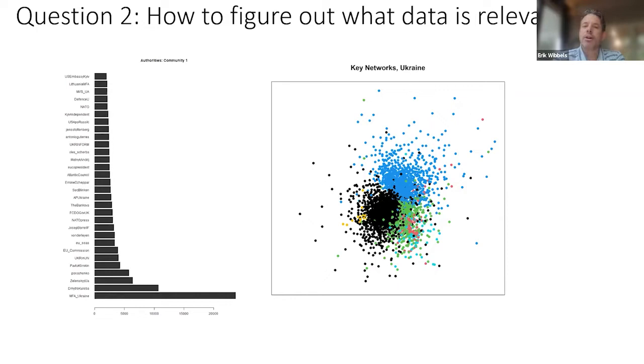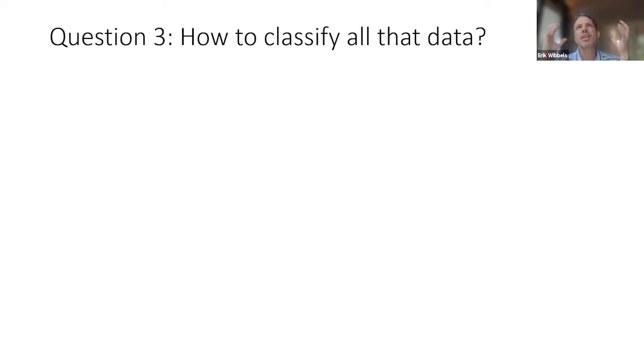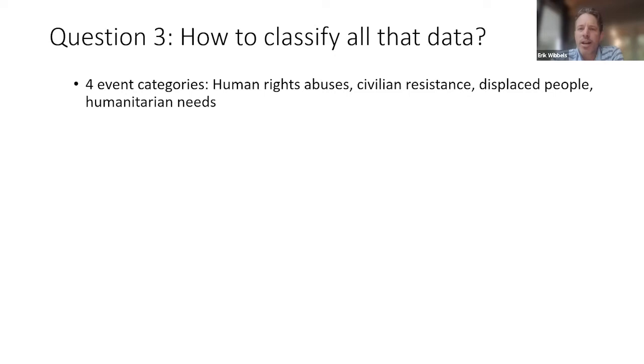So another question is, we have all this data. Let's say we have 5 million tweets a day. Our attempt to identify the relevant amount of data turns that 5 million into maybe 1.5 million or maybe 2 million, depending on the day. Now that's still an awful lot of data, and we want to classify that. What is in these tweets? So we have four event categories that we're classifying: human rights abuses, civilian resistance, displaced peoples, and humanitarian needs.